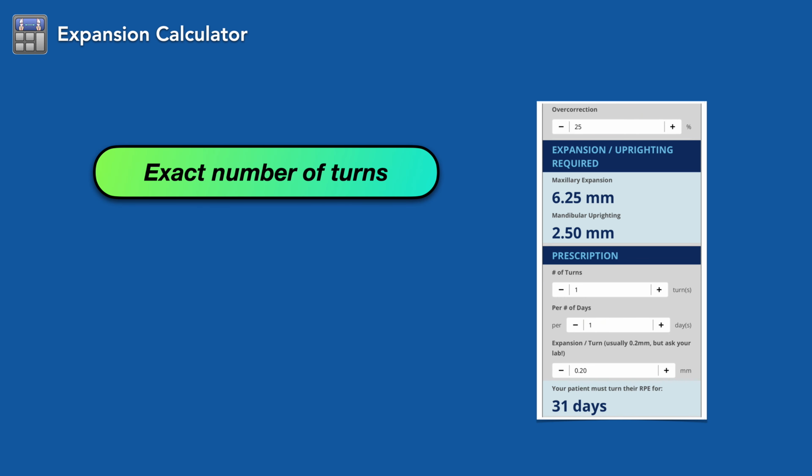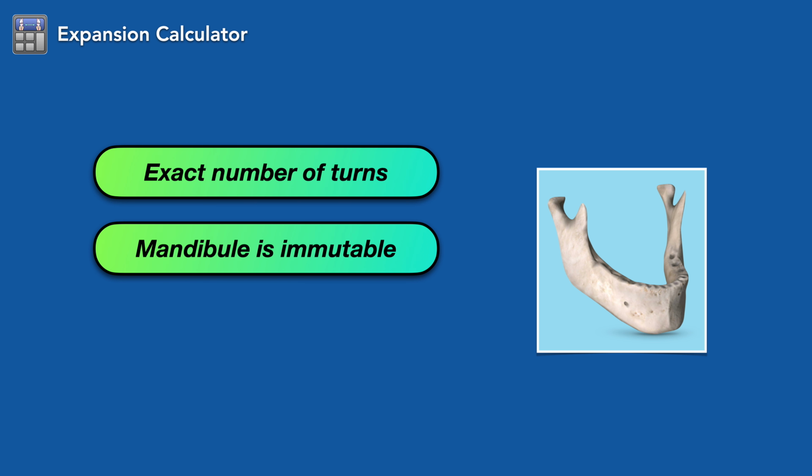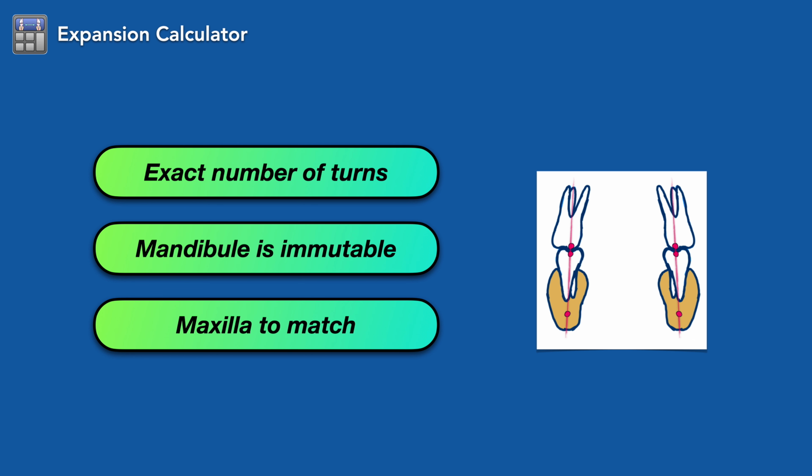It's based on the principle that the width of the mandible is unchangeable. Therefore, the amount of maxillary expansion should be calculated based on the position of the decompensated or uprighted mandibular buccal segments. Let's look at a case study.